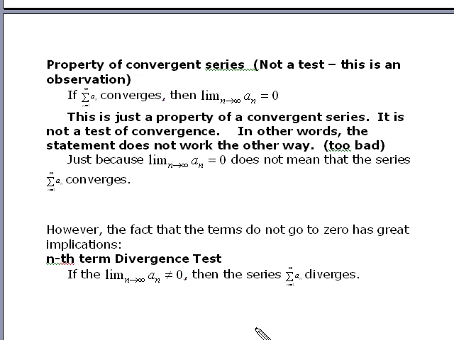The next test really starts out as being an observation and fails to be a test. It's a nice observation, but it doesn't really help you. And this observation is that if you have a series that converges, then the limit of the terms a_n, the limit of the sequence that you're summing, is 0. So if you have a series that converges, then the terms a_n converge to 0. And again, this is a property of the convergent series.